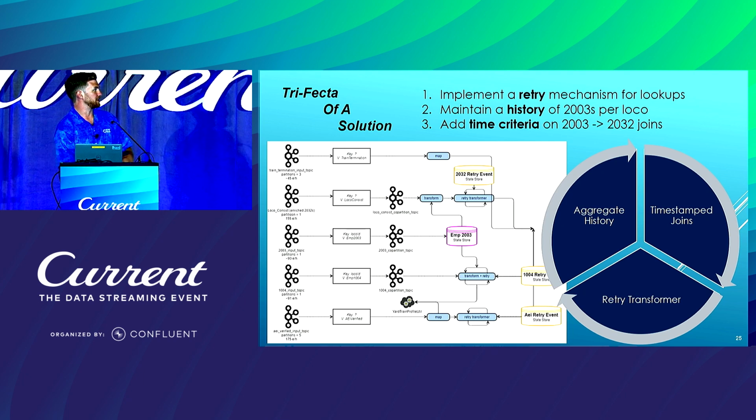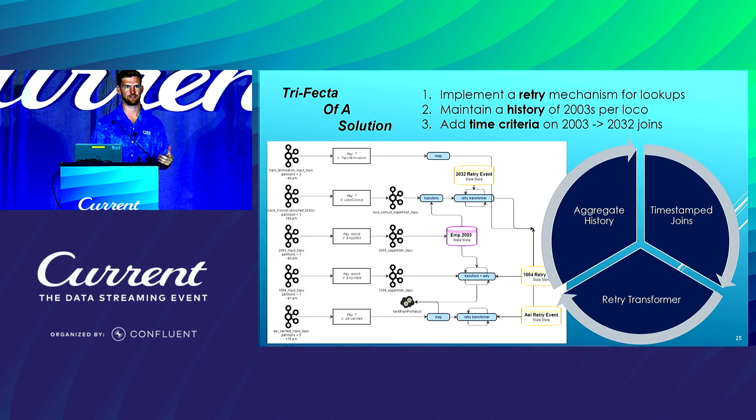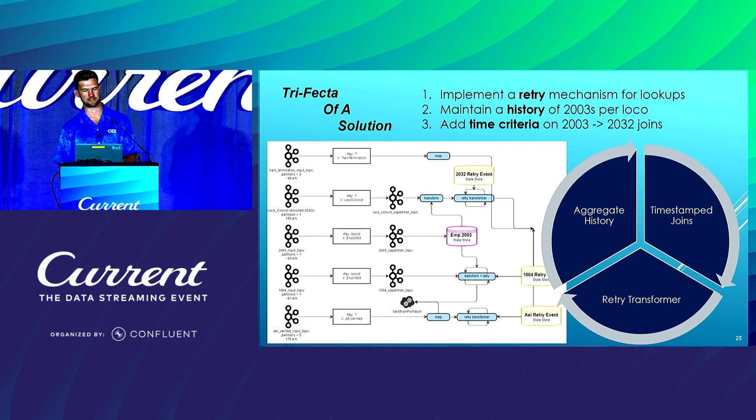But ultimately, it does resolve by being a little more stringent on how you join 2003s and 2032s, and by implementing the retry mechanism, you give streams an opportunity to catch up, process all the events, store them in a history, and then your 2032 can try again to join against the 2003 it's supposed to. And ultimately, it does solve that problem of locomotive consists getting associated to the wrong train.